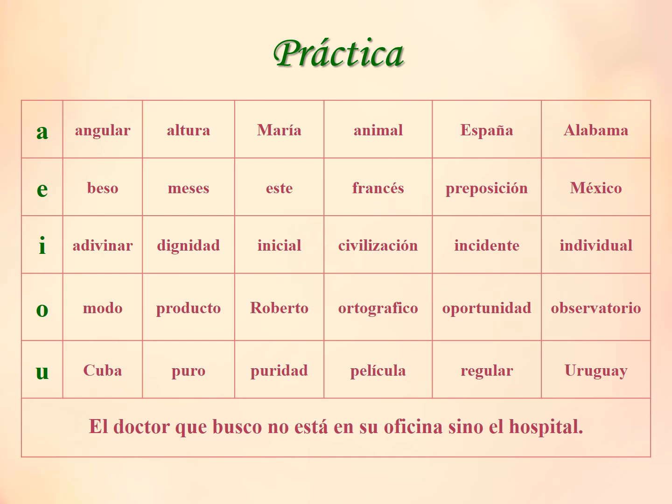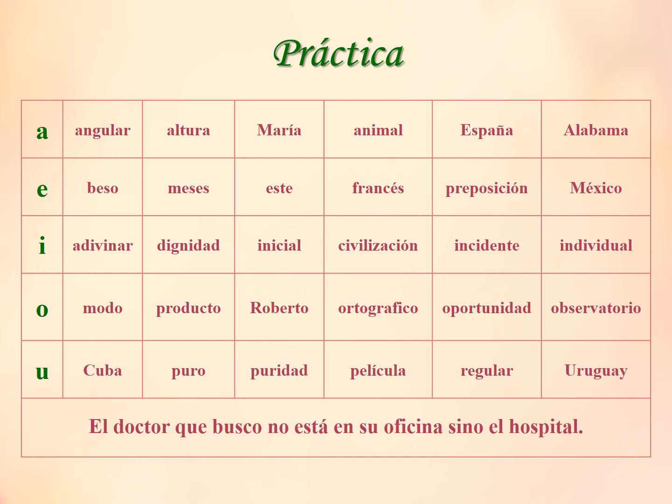Now let's go on to the next one, my problem vowel, E. You don't want E like in English, but you don't want it like in beso either. It's got to be somewhere in between. This is my trial. This is the one that gives me problems. Let's see how you do. So after me, E. Beso. Meses. Este. Francés. Preposición. México.